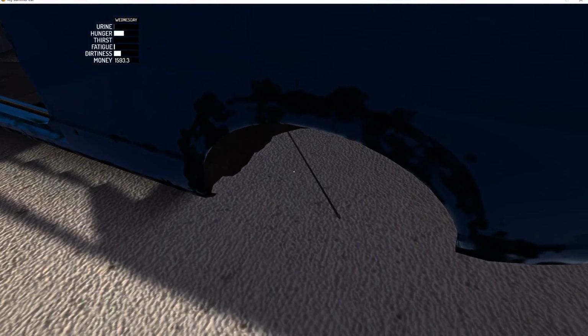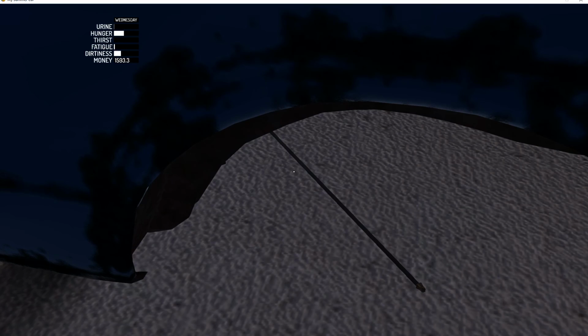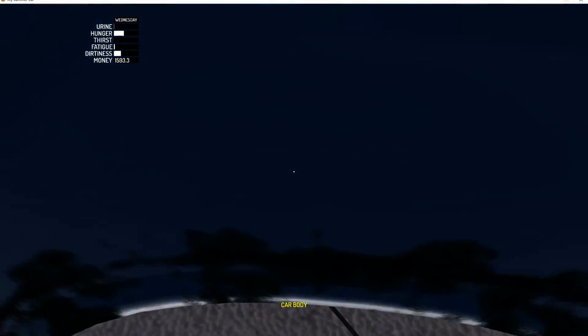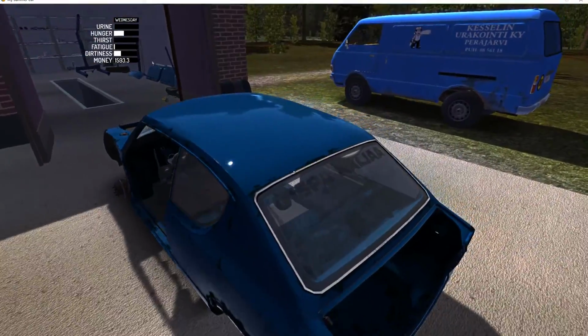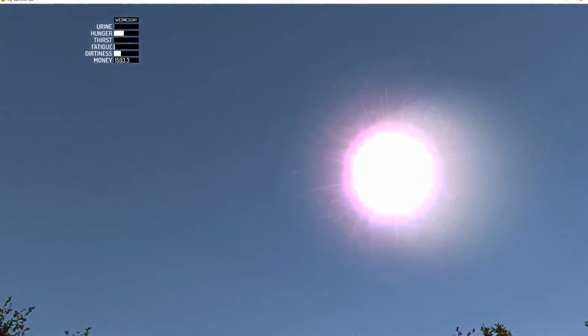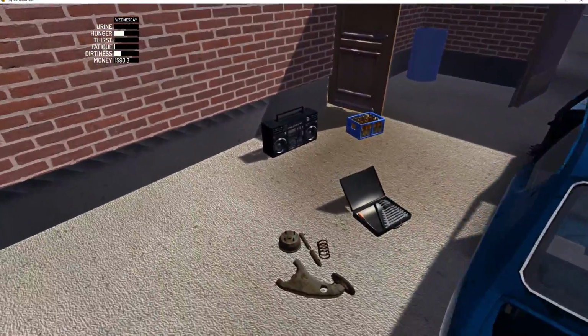Okay. So, what the hell is that? Is that a shadow? What is that? What in the shit is that? Strange. I think it was a shadow. I don't care. Who cares?